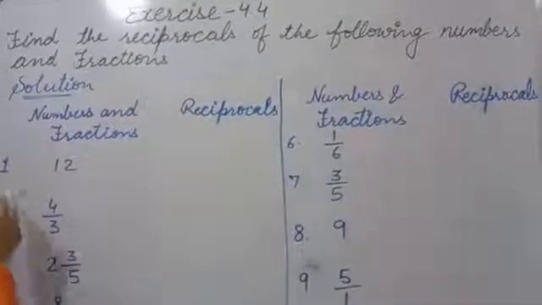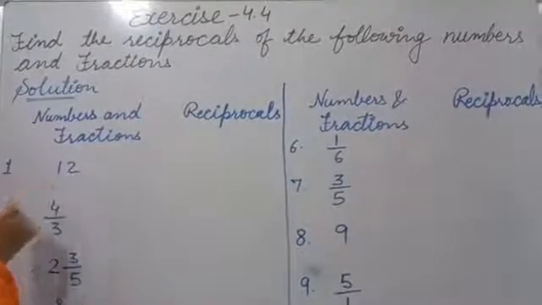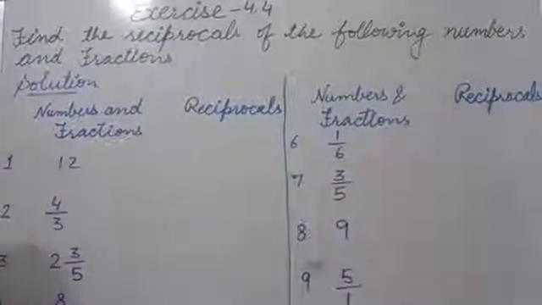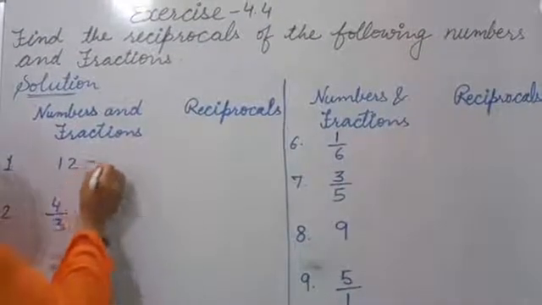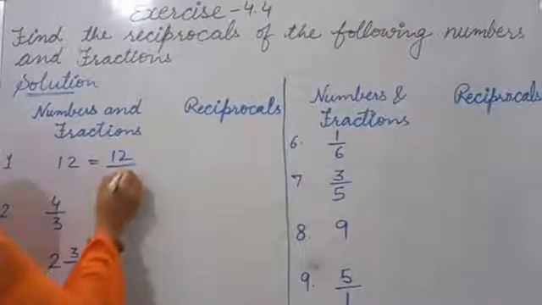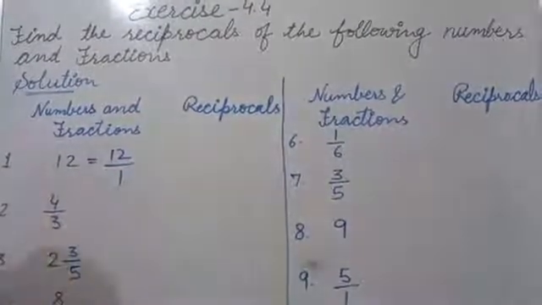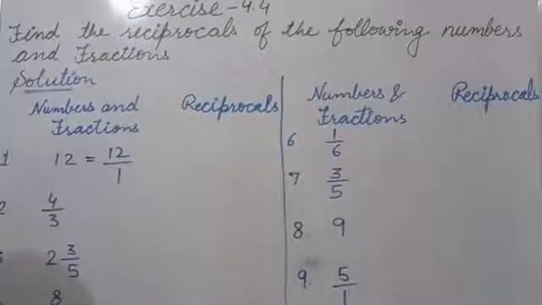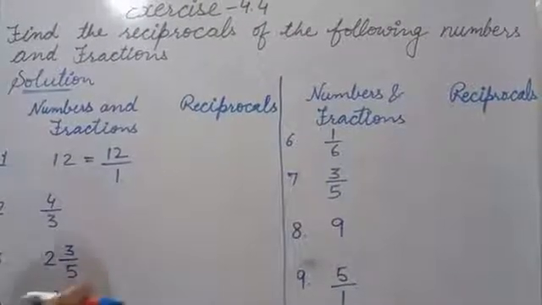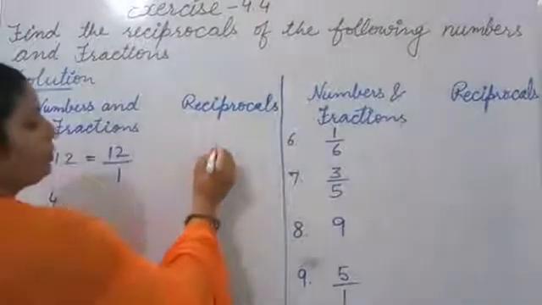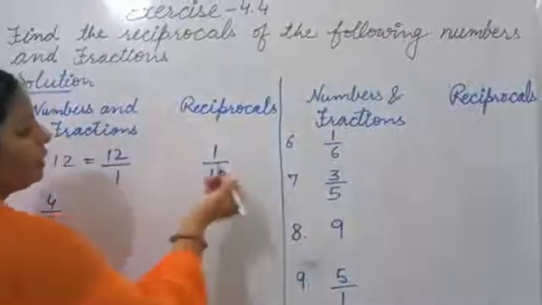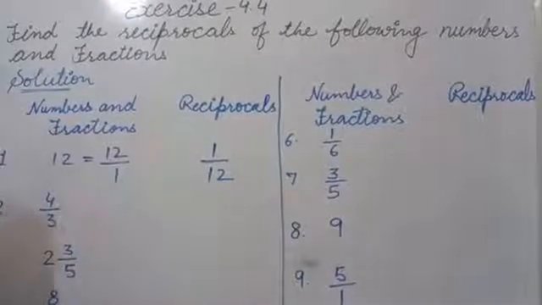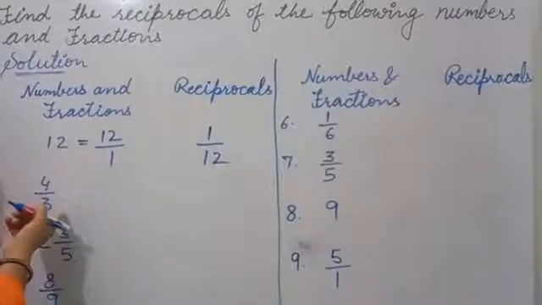Okay. So first is 12. There is no denominator in 12, so we can write it like this: 12 upon 1. And now its reciprocal. As I told you, in reciprocal, numerator becomes denominator and denominator becomes numerator. Interchange. So it becomes 1 upon 12. That's your answer. Okay.